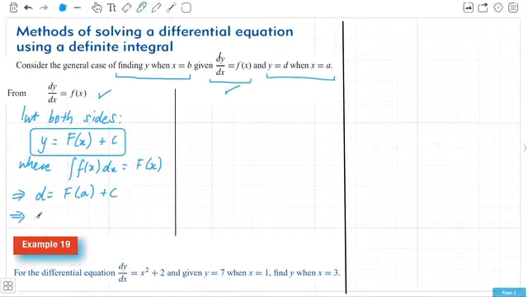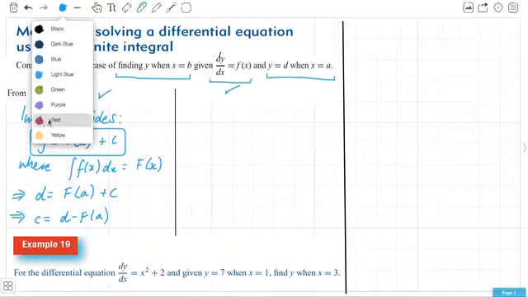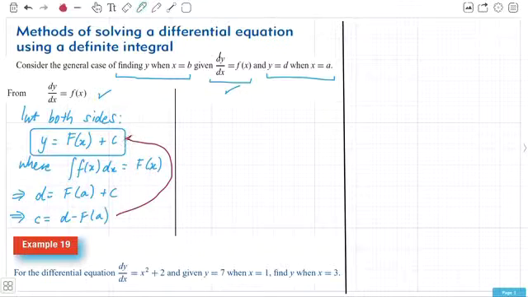Now this is going to be useful because we can rearrange this to solve for c. Once we've rearranged, we've now got c equals d minus F of a, and the cool thing with this is you can put this back into your differential equation. So we end up with the solution to the differential equation: y equals a function of x minus a function where a is put in, so the x value that we know, plus d, which is the y condition that we know. So the x condition we know and the y condition we know.